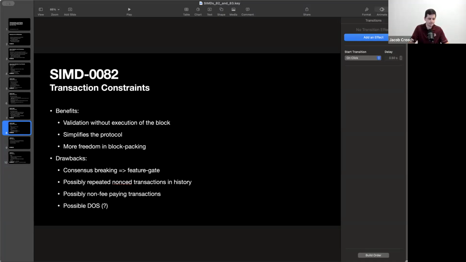Go for it, Richie. Yeah, I guess I'll start with, I think this is a great proposal. It puts us further into the direction of backlist leaders. I think the concern of possible DOS by not charging fees at all is a bit of a risk.